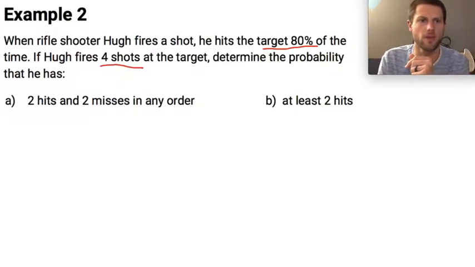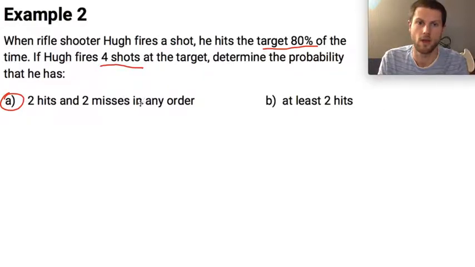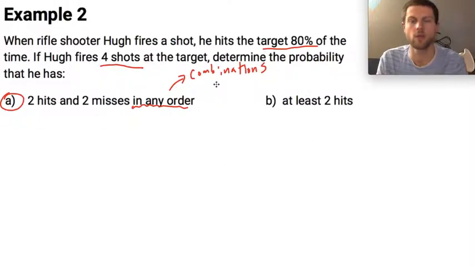And I think I gave myself 2 slides for this. Okay, so let's take care of part A first. I want to know the probability that he hits 2 times and misses 2 times in any order. This any order piece is what's just signifying that I'm talking about combinations and not permutations, right? So that's the only piece to this.